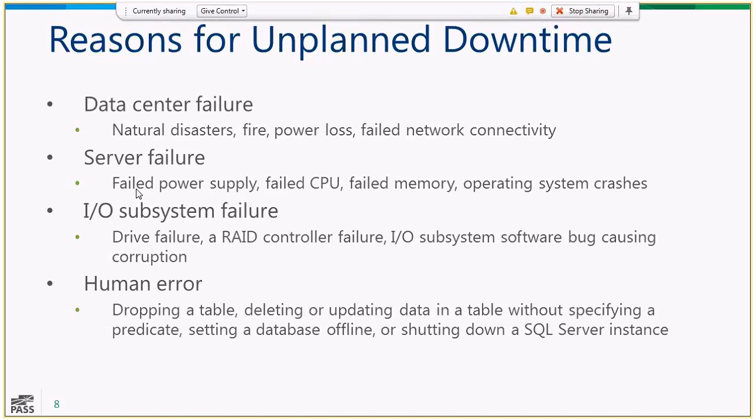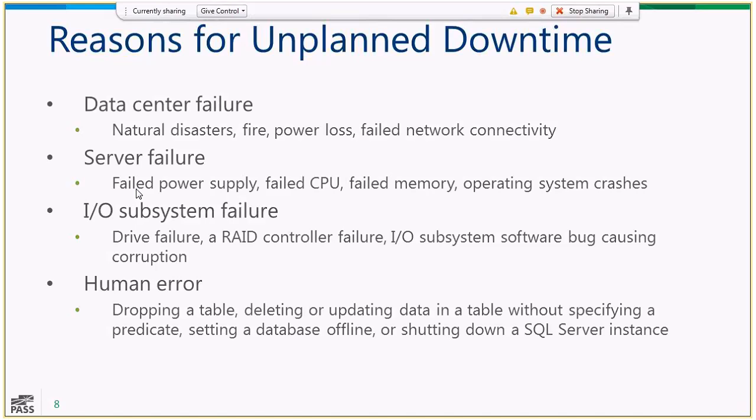Another thing that's somewhat more common is some sort of I/O subsystem failure. An individual drive might fail, but hopefully you've got the appropriate level of RAID so that an individual drive failure doesn't bring you down. The entire RAID controller might fail. You might have some problem with your I/O subsystem driver or other things that cause a problem, whether it's corruption or an actual crash. But probably the most common thing that happens is some sort of human error. Somebody accidentally drops a table, or they delete or update a bunch of data without having a where clause. That's a very common thing that happens in real life.